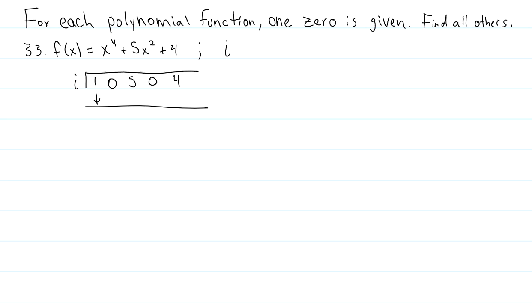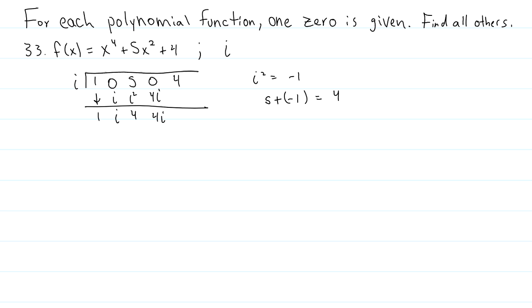We drop down the 1. We multiply 1 times i, gives us i. We add them, we get i. i times i gives us i squared, and i squared is equal to -1. So we have 5 plus -1 gives us 4. Then 4 times i is 4i. We add them together, we simply get 4i.